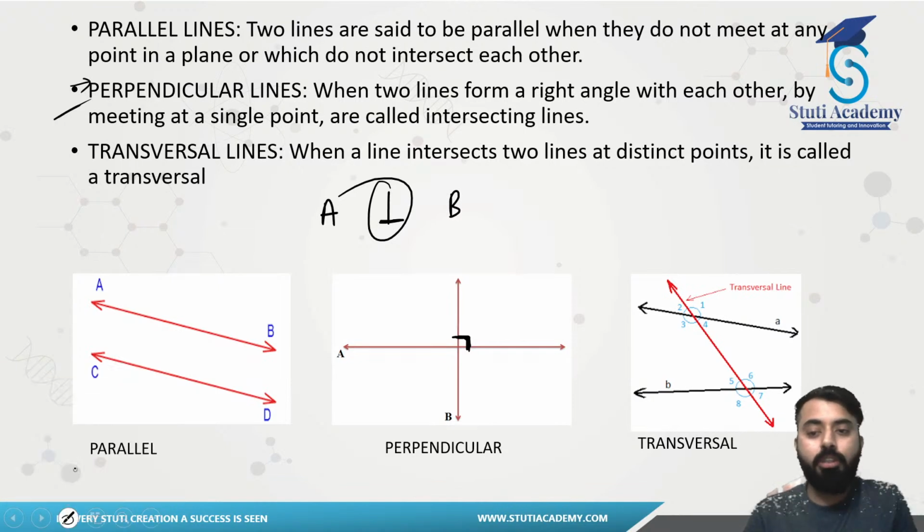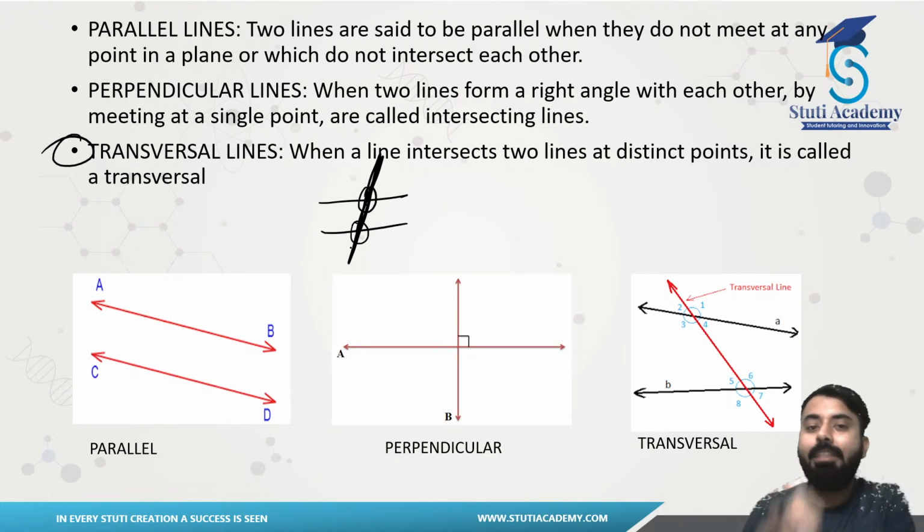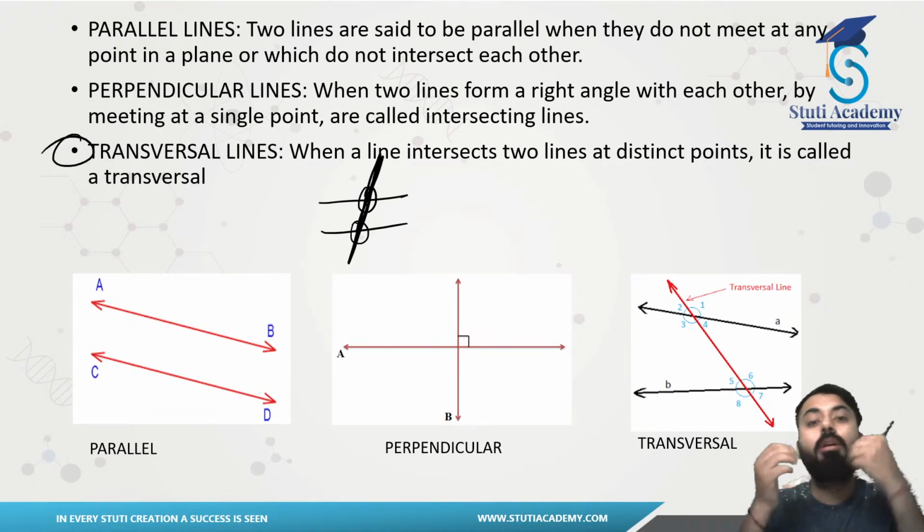Now we are moving towards our transversal lines. So what are transversal lines? Transversal lines are generally more than two lines. Let's say I have two lines right here, and I have a third line which is intersecting these two lines at two distinct points, let's say this is point 1 and this is point 2. You see that line is intersecting the other two lines at two distinct points. So that will not be an intersecting line. That will be a transversal. So remember, a transversal intersects more than one line at distinct points.